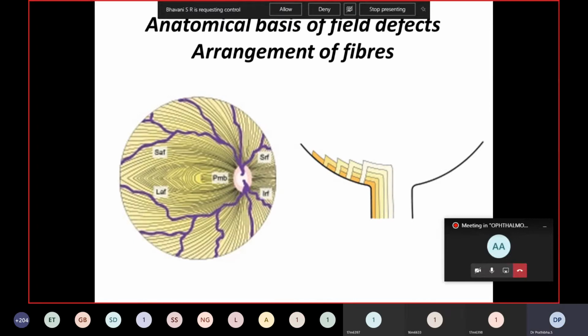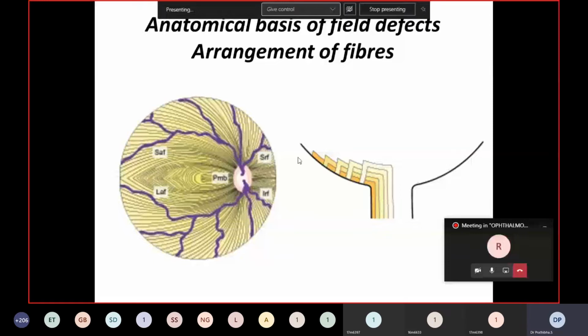So this was explained in the last class already, how the arrangement of the nerve fibers is there in the retina. Around the disc, how the nerve fibers come: superiorly, superior arcuate fibers; inferiorly, inferior arcuate fibers; then superior radiating fibers from the supranasal side, inferior radiating fibers from the infranasal side, and the papillomacular bundle, which is arranged straight from the macula to the disc. This is the last fiber group which is going to be affected in glaucoma.